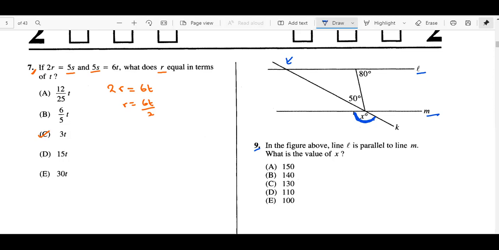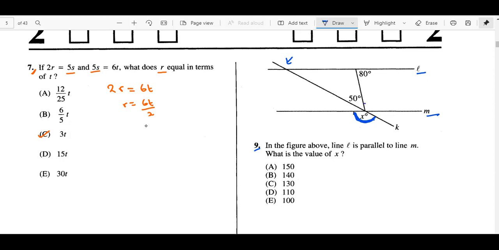Ma'am, the answer is A. Okay, and Zahib, what about you? A. Excellent. Very well done. A is the answer. Very good. Perfect. Okay.